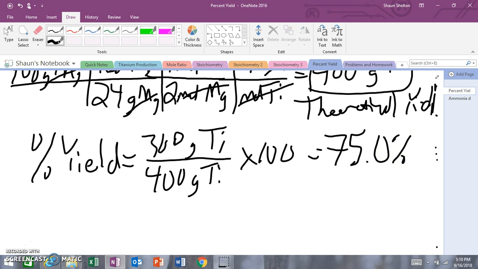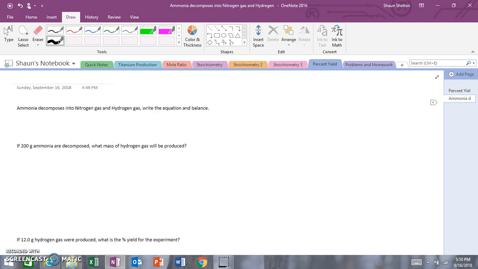75.0%. Yes, I know that what we calculated initially is what we just calculated, but we have to understand the units did not cancel out to begin with. So we have to pay attention to those units always. So in this case, the grams of titanium cancels out and you're left with no units in the percent. So that's one example of how to calculate the percent yield. We're going to look at a second example here, which I've already written up.